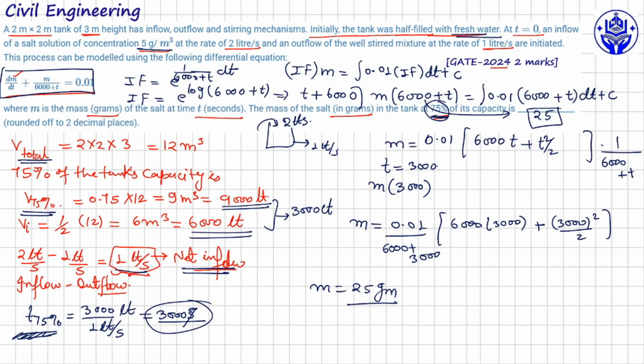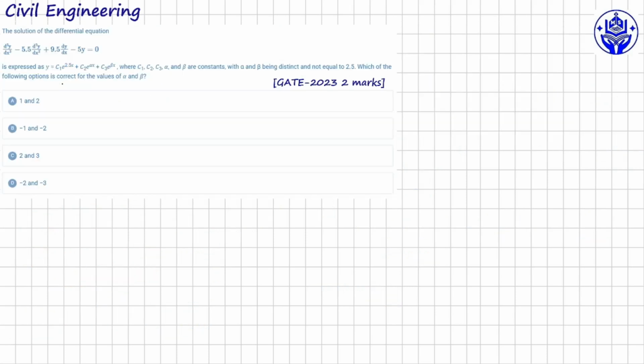Now go to the next one. The next question is the solution of a differential equation. What is the solution in this case? The differential equation is a third order differential equation, expressed like this. These are the solutions, and the solution is basically like this.